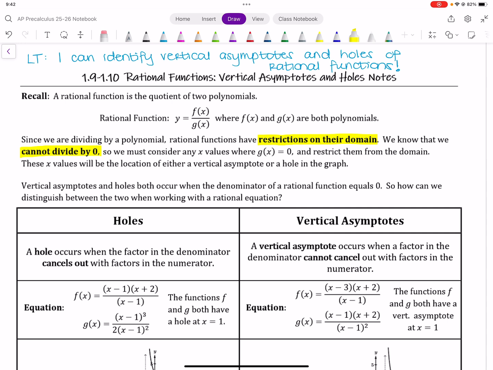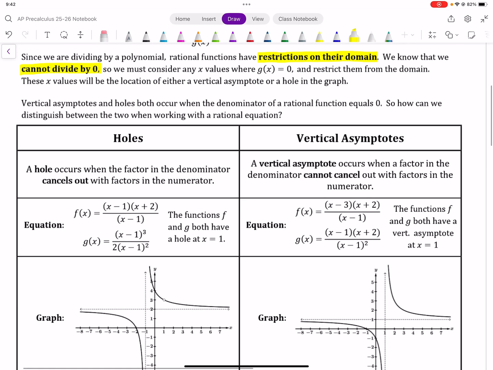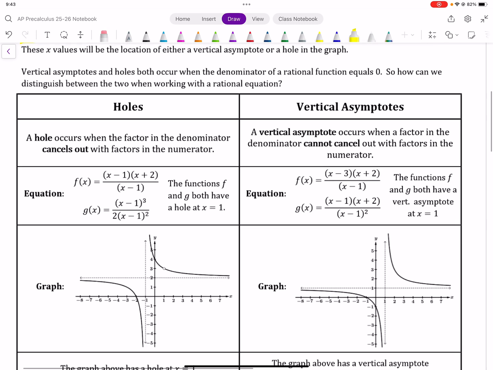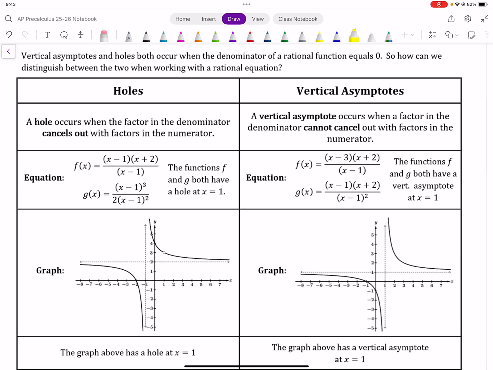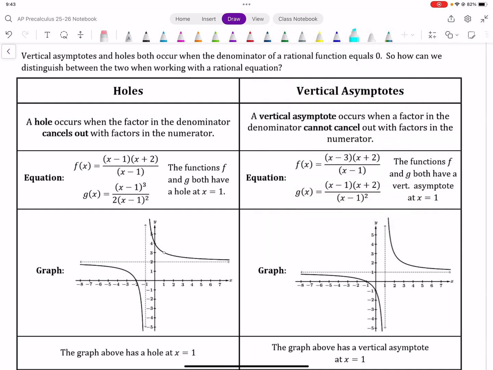And these values, whatever makes our denominator 0, will be either a vertical asymptote or a hole in our graph. So both of those occur when our denominator equals 0. So let's look at when we have a hole versus when we have an asymptote. So a hole occurs when we have a common factor that cancels out.